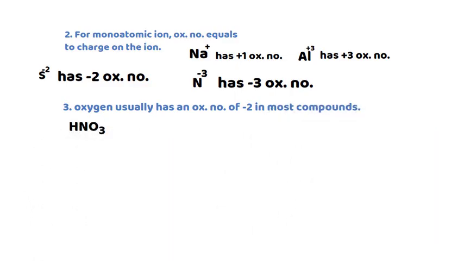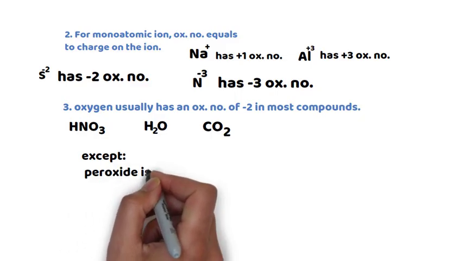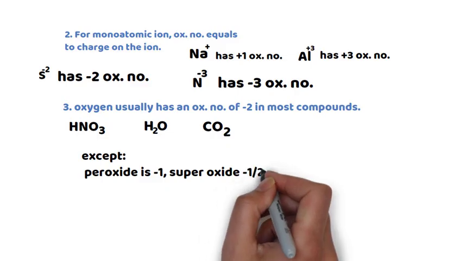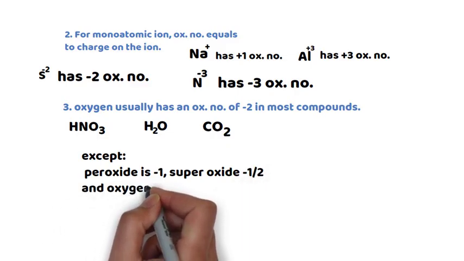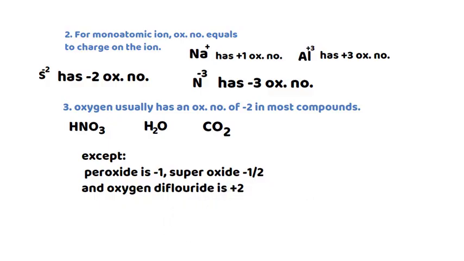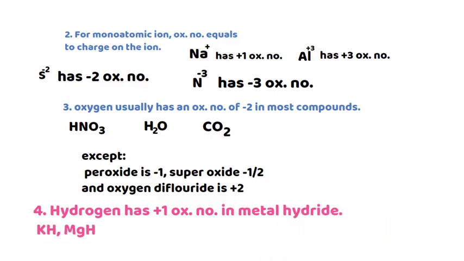Oxygen usually has an oxidation number of -2 in most compounds. For example, in nitric acid, water, carbon dioxide, in all these compounds, oxygen has -2 oxidation number, but there are exceptions. Oxygen in peroxide has -1 oxidation number. Oxygen in superoxide has -1/2 oxidation number. Oxygen in oxygen difluoride has +2 oxidation number.